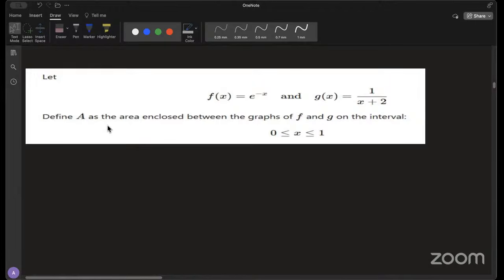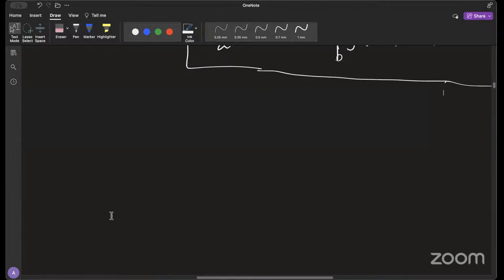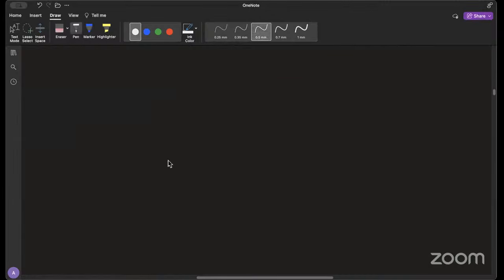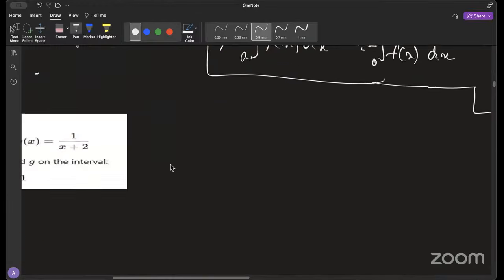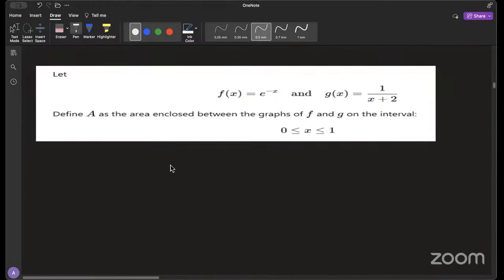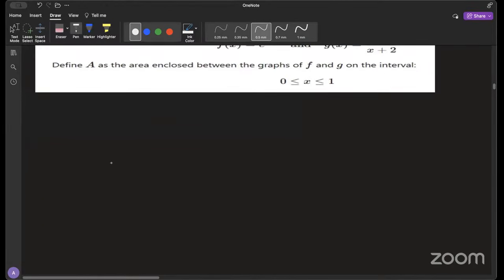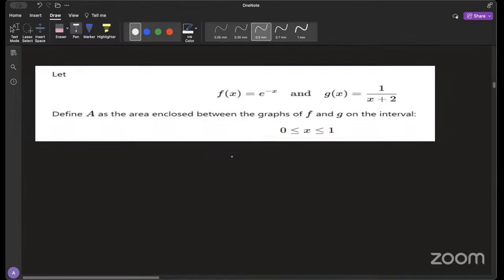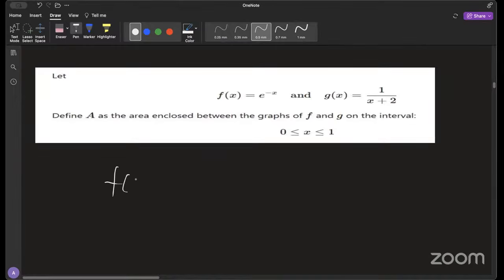Ma'am, it should be 5/2 minus e to the power -1, and we can take the absolute value of this. Let's see what's the answer. So you have been given two functions. One is f of x as e to the power minus x and g of x as 1 by x plus 2.